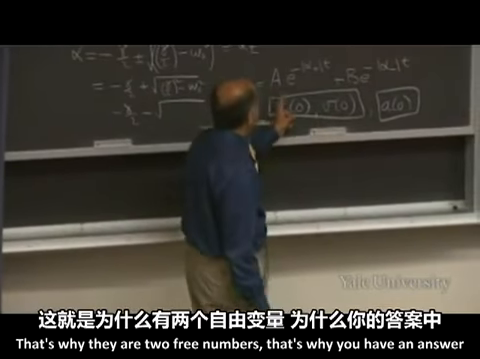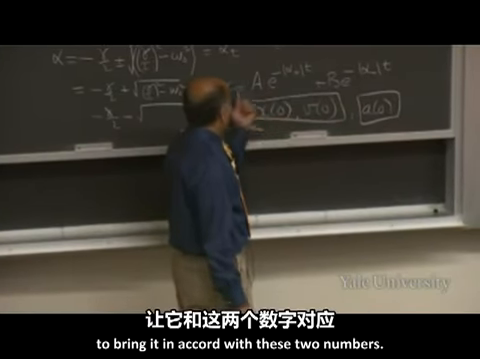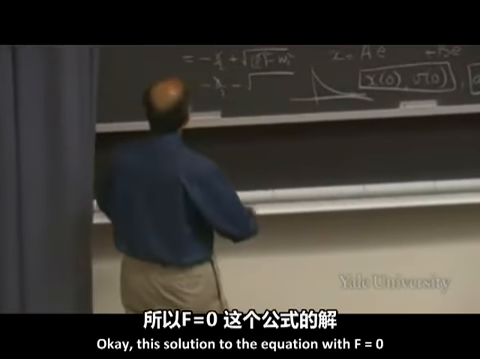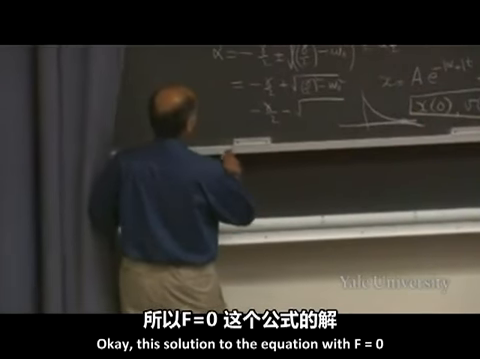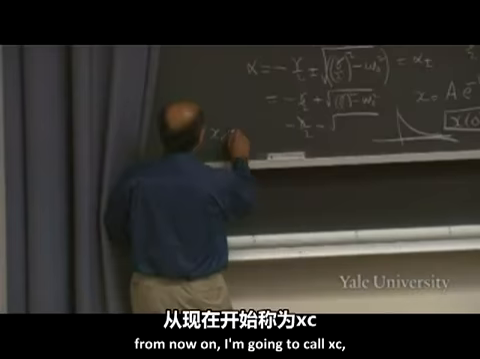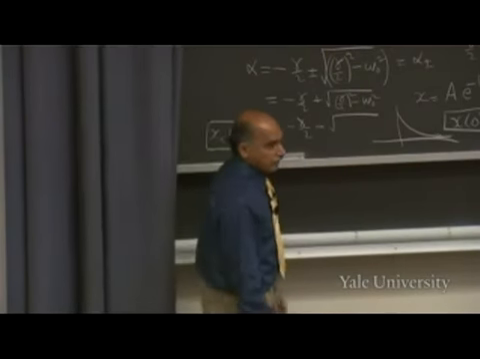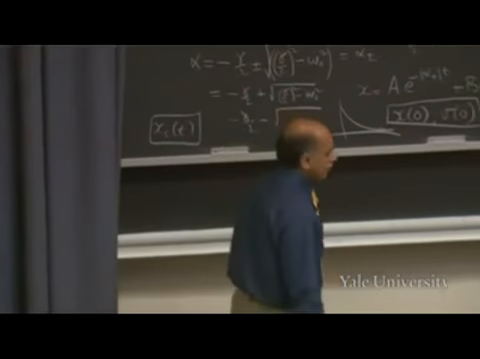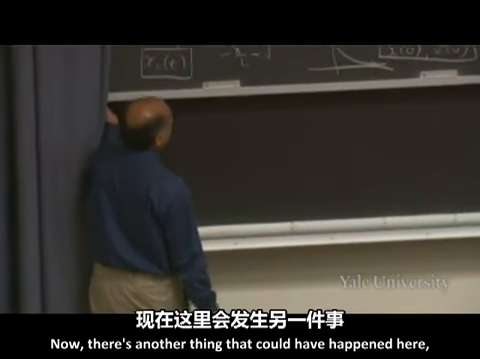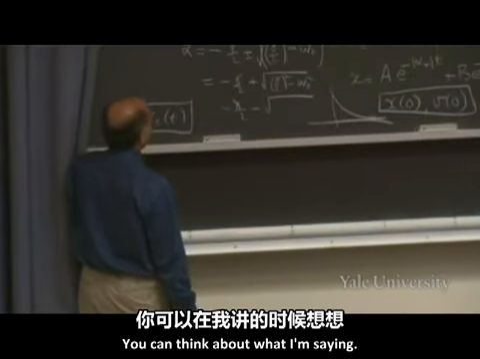That's why you have the answer with two free numbers that you can pick to bring it in accord with these two numbers. Okay, this solution to the equation with x equal to 0, from now on, I'm going to call x sub c, where c stands for the complementary function. Now, there is another thing that could have happened here, which is, in fact, another alternative. You can think about what I'm saying.